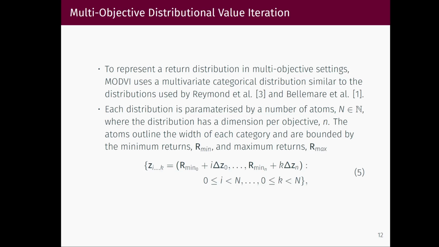To represent a distribution in multi-objective settings, MODVI uses a multivariate categorical distribution. That's very similar to the distributions used by Raymond et al. and Belmar et al. Each distribution is parameterized by a number of atoms, where the distribution has a dimension per objective. The atoms outline the width of each category and are bounded by the minimum returns and the maximum returns. Both of these values need to be known a priori. And we can see a brief outline of the distribution here in equation 5.